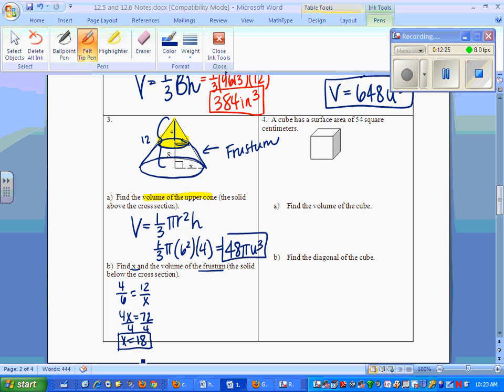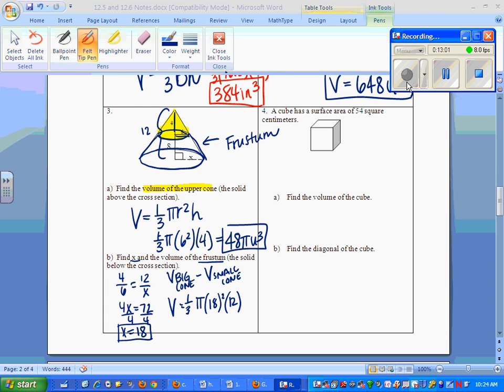Okay, so now I can get the volume of the frustum. What I want to do here is take the volume of the large cone and subtract the volume of the small cone. What I just found, the 48 pi. Okay, so now that I know the radius, I can get the volume of the big cone. Volume of the big cone is going to be 1/3 pi r squared. So we have 18 squared times the height. Now careful here, the height is not 8, the height is 12.